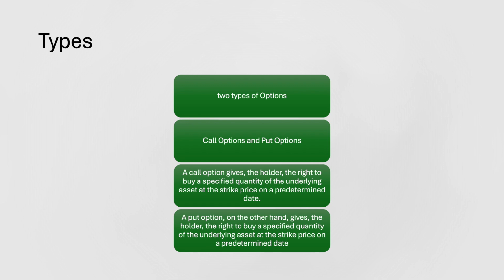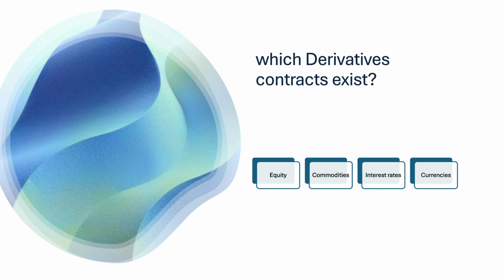The put option is the opposite. A put option, on the other hand, gives the holder the right to sell a specific quantity of the underlying asset at the strike price on the predetermined date. So there are two types of options we all know: what is a call option and what is a put option.